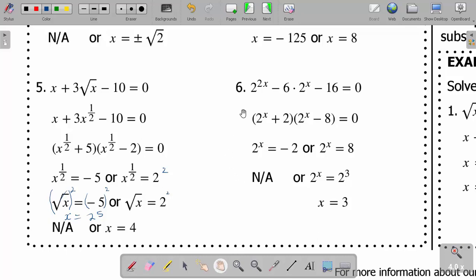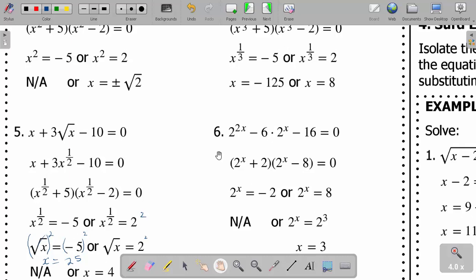Let us proceed here. Now when I get here, I have some already factorized: 2 power 2x minus 6, then 2 power x minus 6 equals 0. Factors: two numbers that multiply to get minus 16 and add to give negative 6. I have positive 2 and minus 8. Okay, and then what happens?